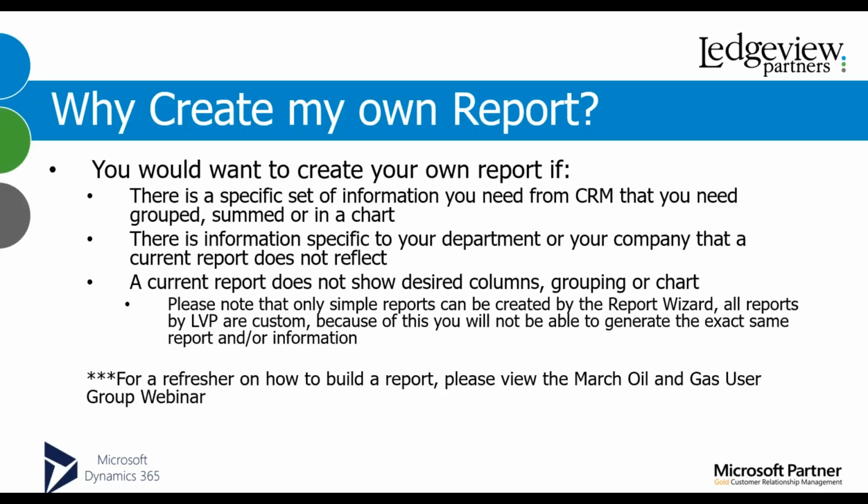And lastly, if there's a current report that does not show desired columns, grouping, or charts, now I state this because sometimes there's a chart that shows great information, but maybe you don't need all of it. You only need a specific portion of it. You only need to know the product segment, the order history. You don't need any of the custom pieces of the report. You just want the raw numbers. In that circumstance, you can run your own report, put your own specific columns that you want.